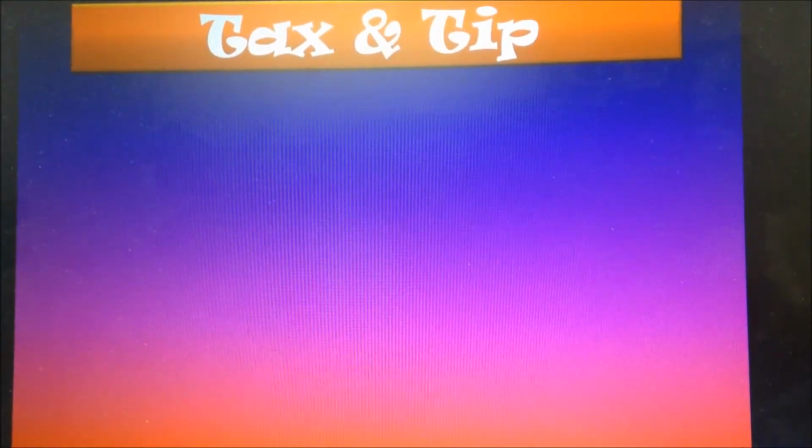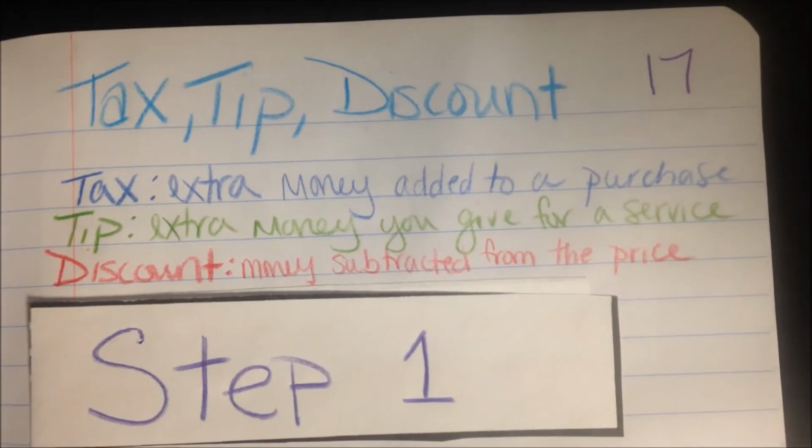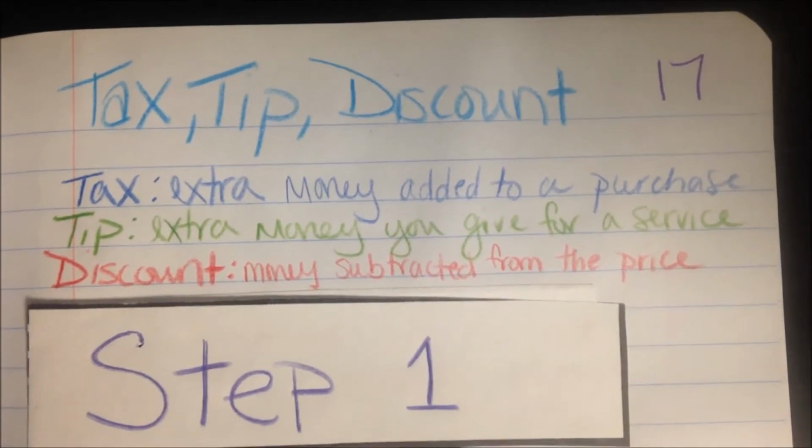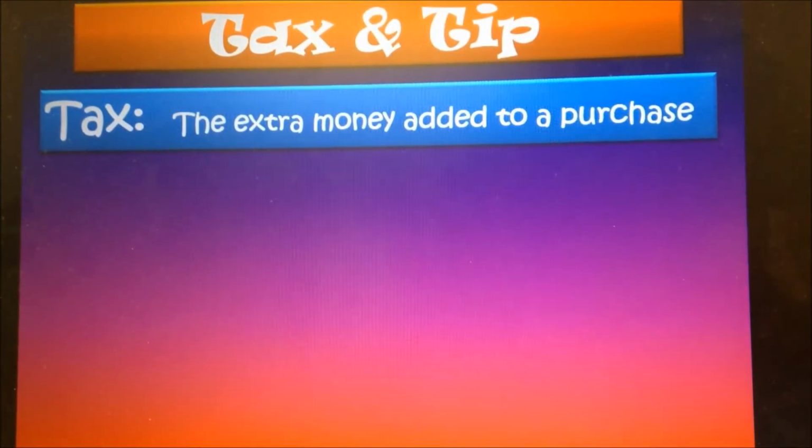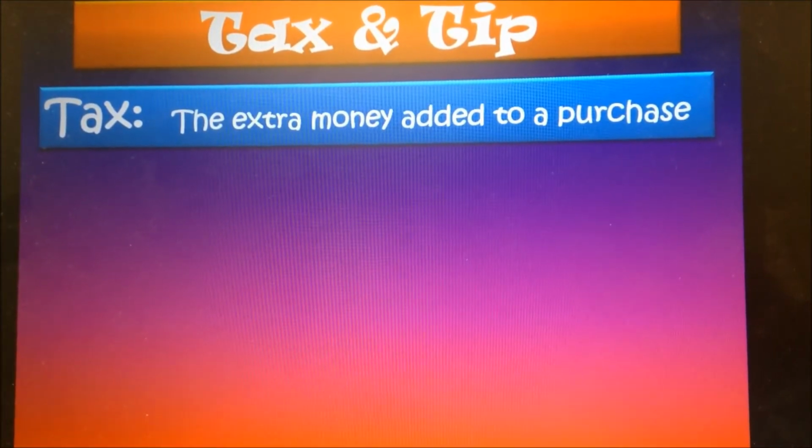Today we're going to be learning about tax and tip. We're going to be writing our definitions of tax and tip right below the title of our notes today. Now, a tax is the amount of money added to a purchase.